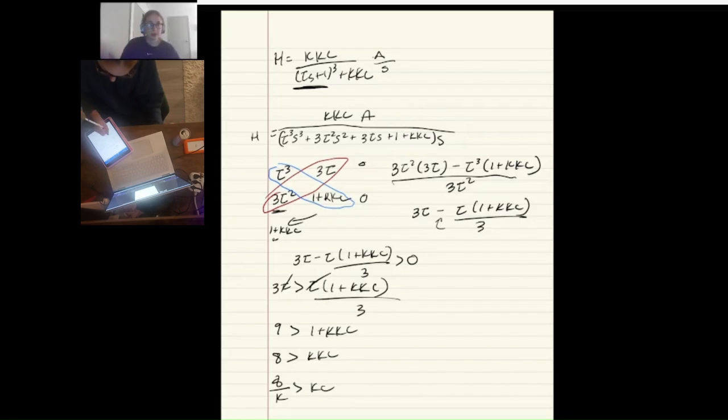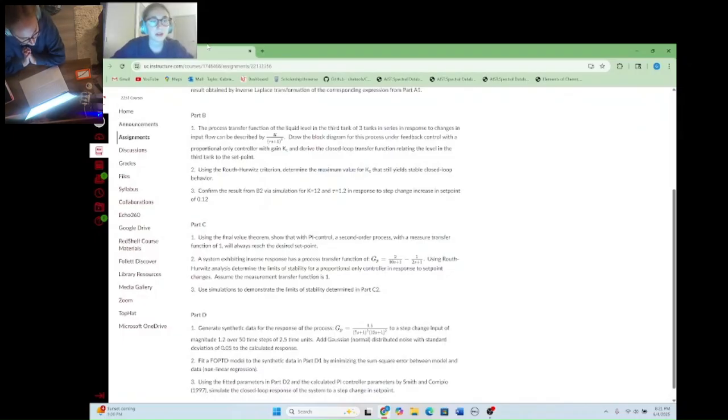So then we'll get into the Python. I'm going to be doing part 3 of this. So part 3 is confirm the results for B2 via the simulation for K equal to 12, tau equal to 1.2, and in response to the step change increase at the set point of 0.12.